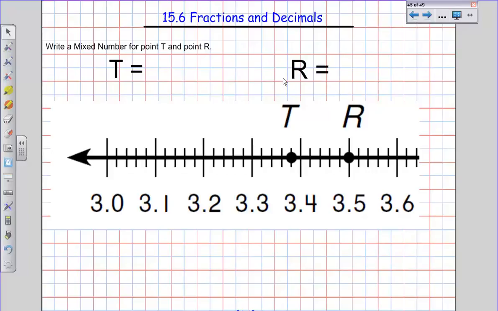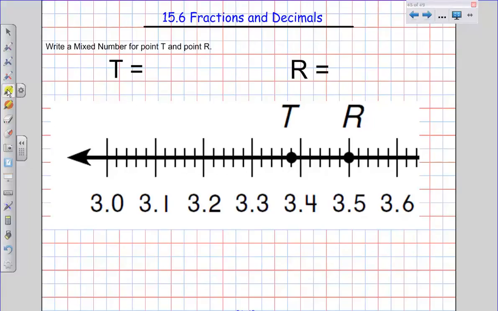Alright, hi gang. Today we're looking at lesson 15.6 in our book, which has to do with how fractions and decimals are equivalent. So every fraction has an equivalent decimal. Okay, so that's what we're going to take a look at today. How can I say that this is a decimal or a fraction or a mixed number?